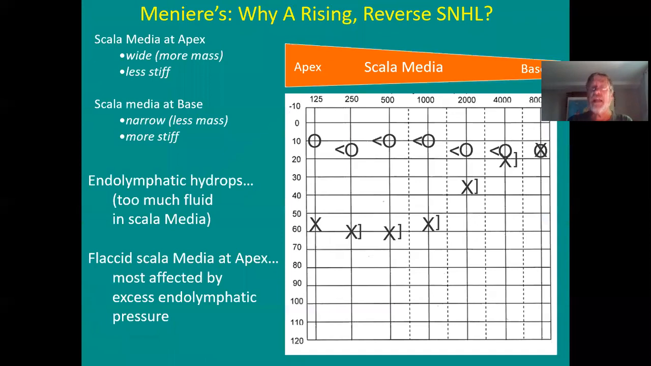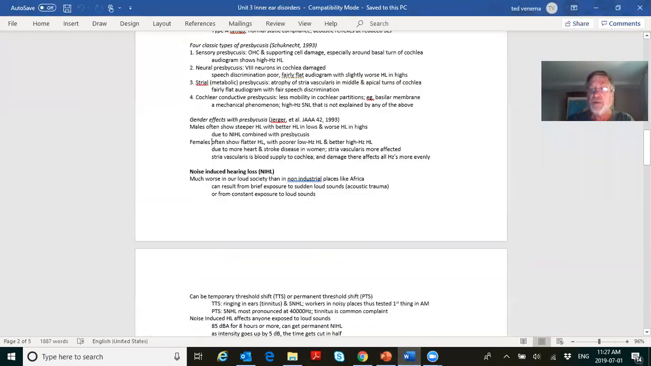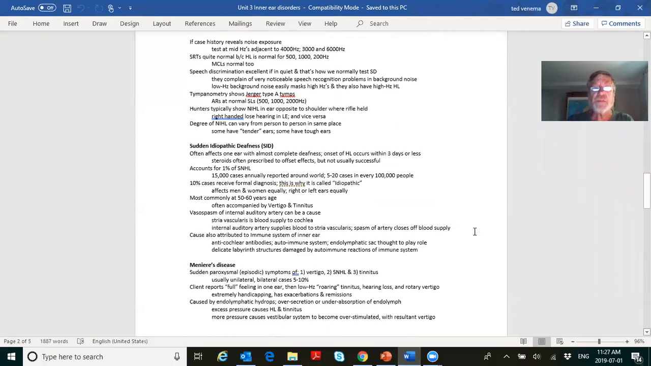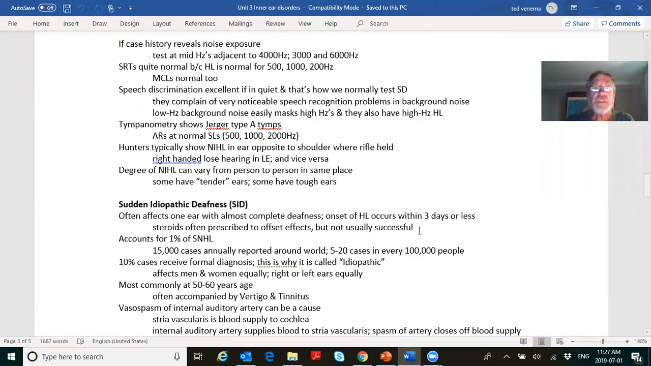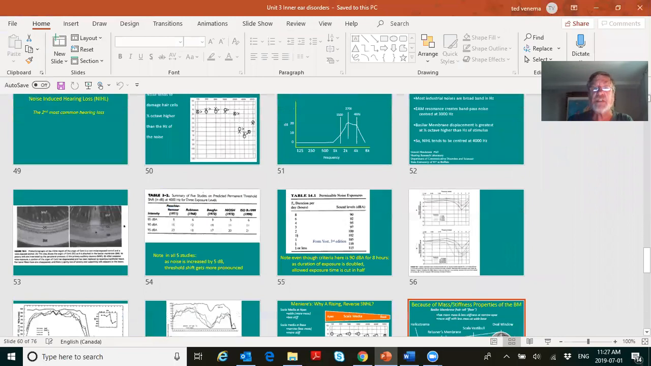Now we can leave noise-induced loss, but just a sec here, let's take a peek at our notes. We've got noise-induced loss. We did this last week, okay? If a case history reveals noise exposure, always test at mid-frequencies next to 4,000 hertz. The SRTs are going to be quite normal because the guy has good hearing at the speech frequencies, 500, 1,000, and 2,000. Let's look at that.